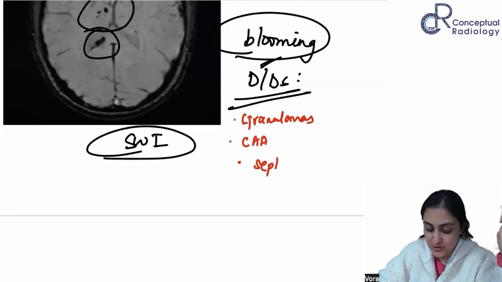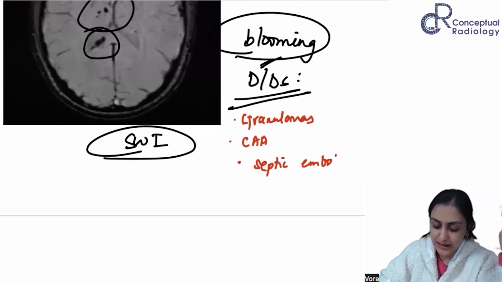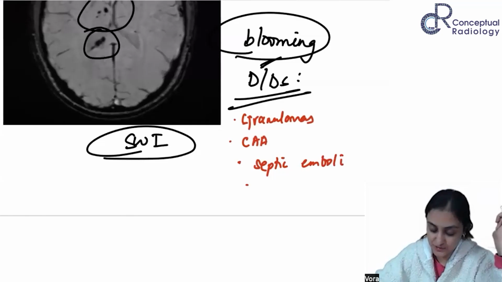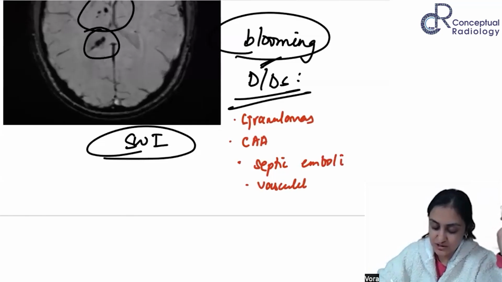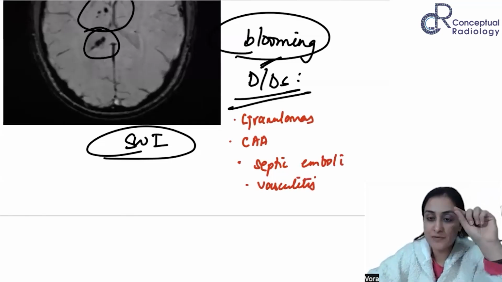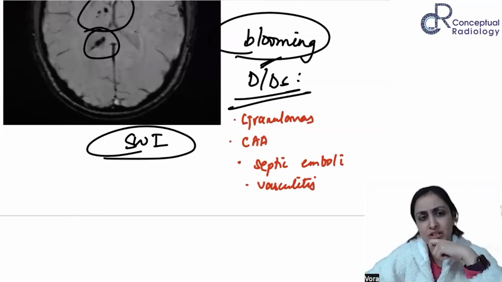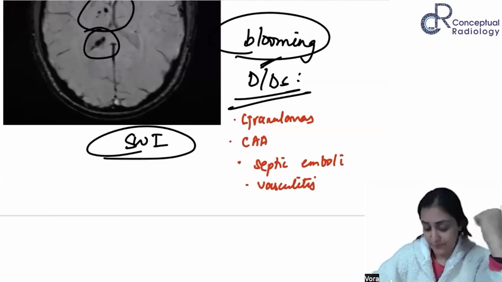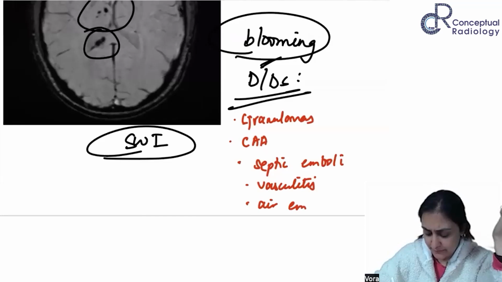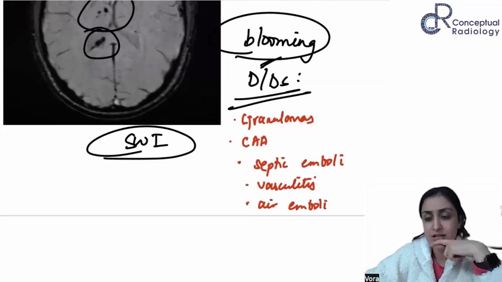Septic emboli, right? So septic emboli to the brain can result in vasculitis, which can result in multifocal small bleeds. What else? AVM, not really, will not have these microbleeds. Air emboli, very rarely. So diffuse axonal injury, air emboli. So this is what we want to remember.